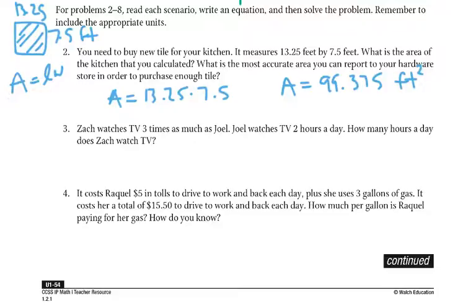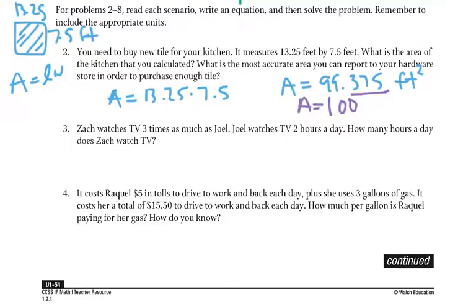So what's the most accurate area you can report to your hardware store in order to purchase enough tile? Well, this 0.375, most likely they're going to have their tile measured out to like a square foot or something like that. So you'd probably want to report it as 100 square feet, and then you'd have to cut some tile once you got to the edges. So you'd want to go over, you maybe even would want to do more than that, depending on how big the squares are, to make it work.